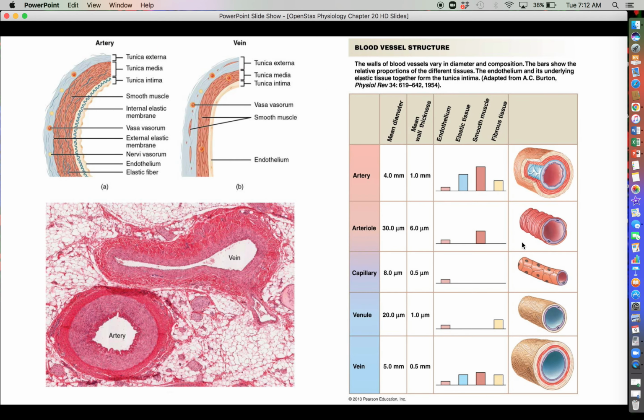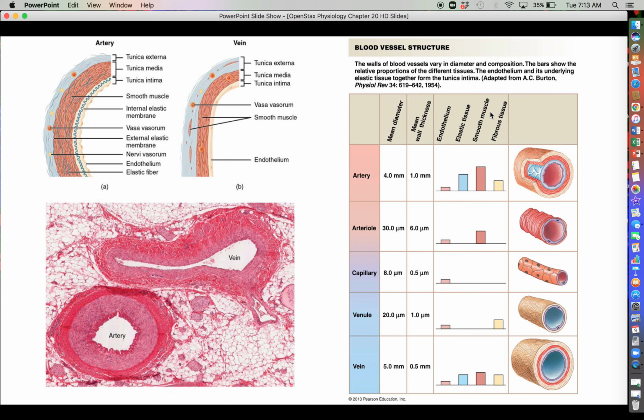So if you first look at the charts on the right, you can see a comparison between the 5 different kinds of blood vessels: arteries, arterioles, capillaries, venules, and veins. So you can actually see a breakdown as to their composition. We're not using exactly the same terminology in this diagram, but essentially the endothelium refers to the tunica intima, and you can appreciate that every kind of blood vessel at minimum has that. The fibrous tissue on the far right refers to the tunica externa. You can see the arterioles and capillaries do not have that.